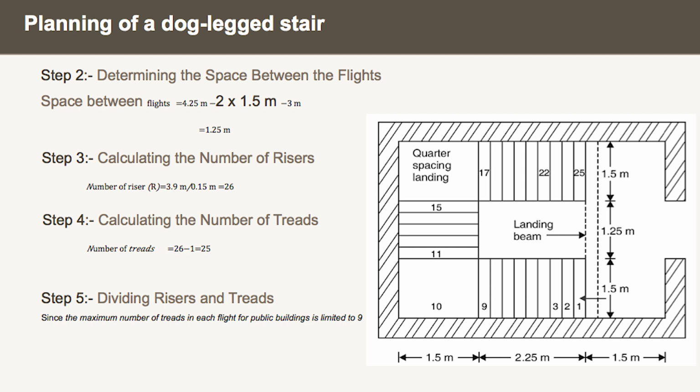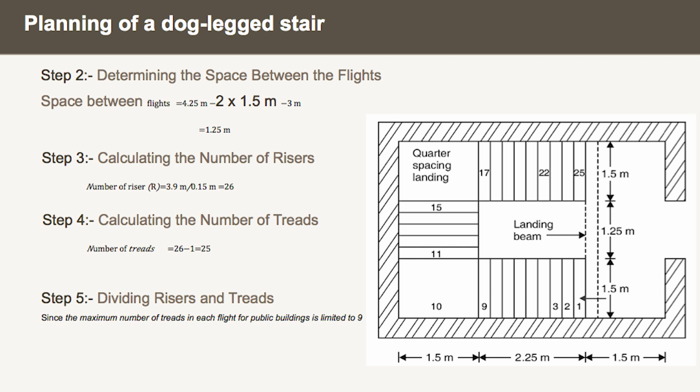So, the width of the landing is equal to the width of the stairs. Step 2. Determining the space between the flights. Given the width of the stair hall, we need to calculate the space between the two flights of stairs. Kindly look into the figure for clear understanding and follow the steps simultaneously. The space between the flights is equal to 4.25 meters minus 2 times 1.5 meters, that is 4.25 meters minus 3 meters, which is equal to 1.25 meters. This space is sufficient to provide an open well stair, which means the space between the two flights is open.